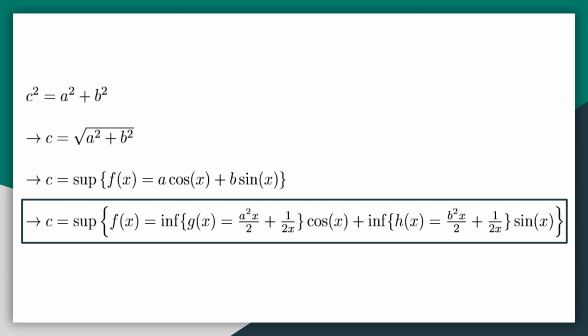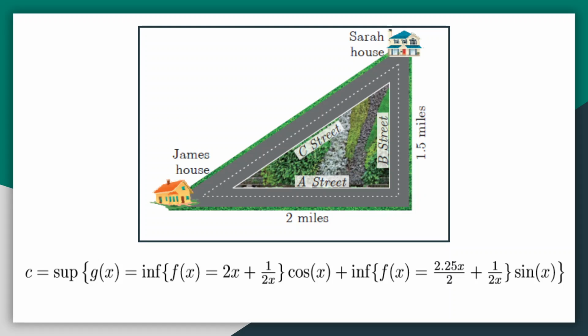Now, if you don't trust me and believe what we have is true, how about an example to show you otherwise? Going back to the navigation problem we did at the start of this presentation, we can use our new equation to calculate c again, which should be 2.5. To start us off, we plug in our a and b, or the lengths of a and b street, and simplify a bit to obtain the supremum.